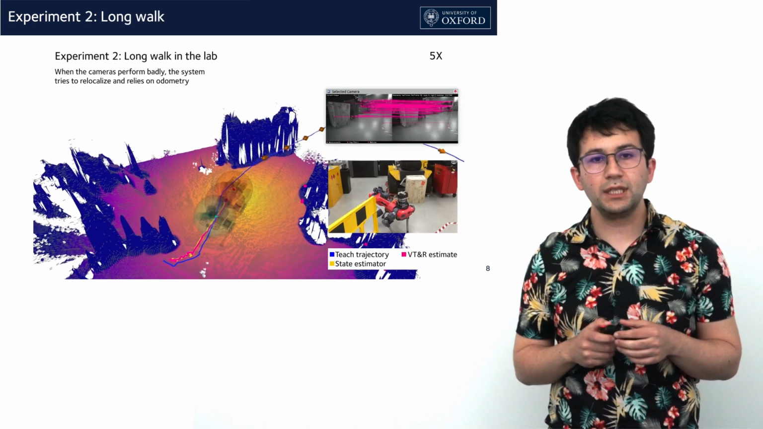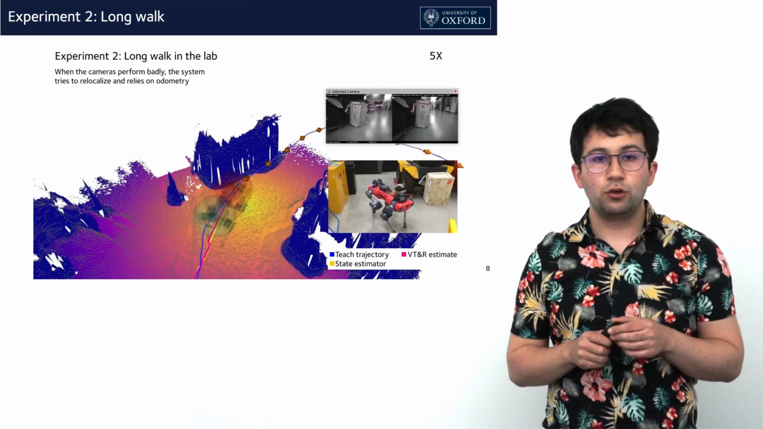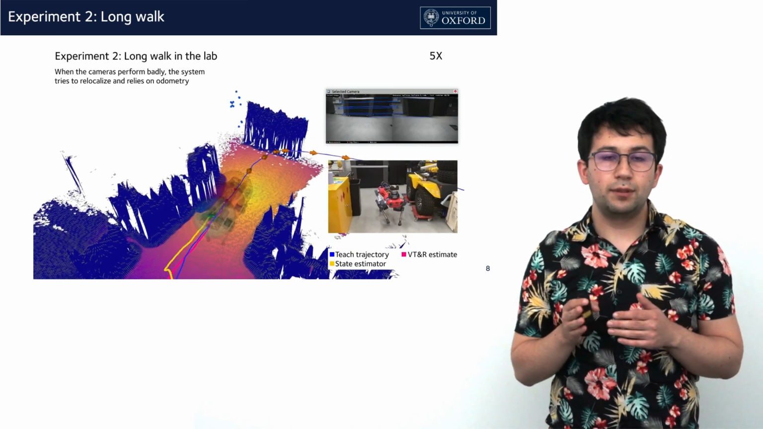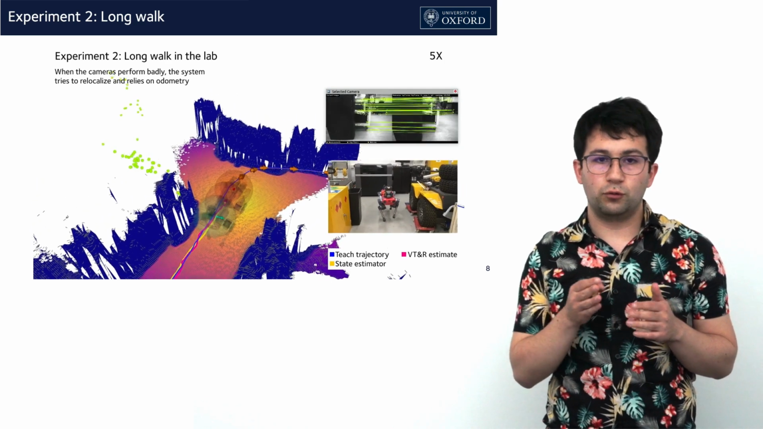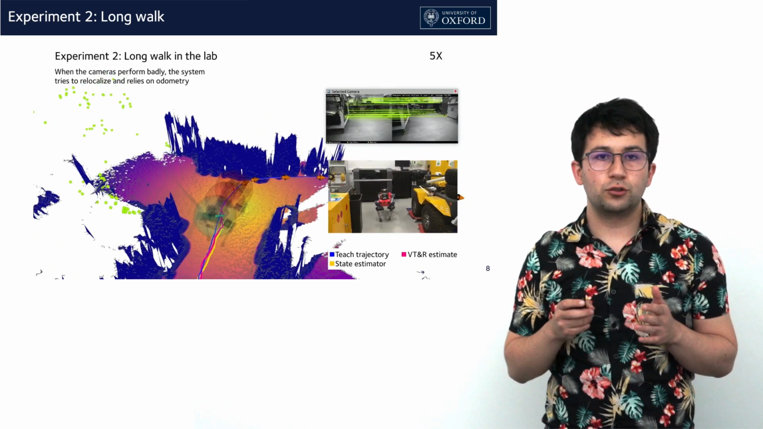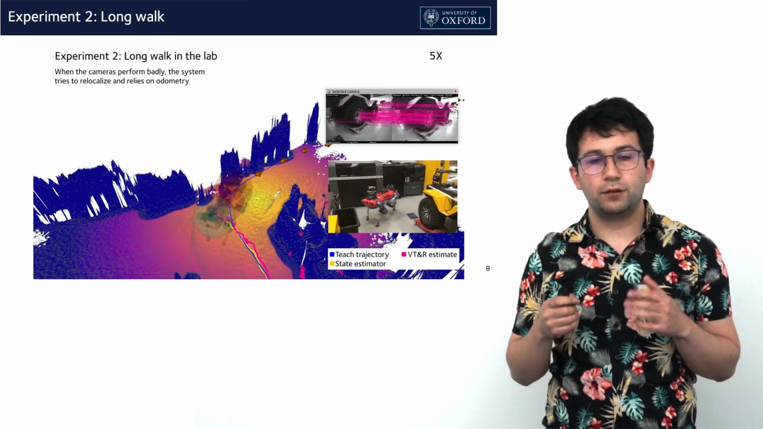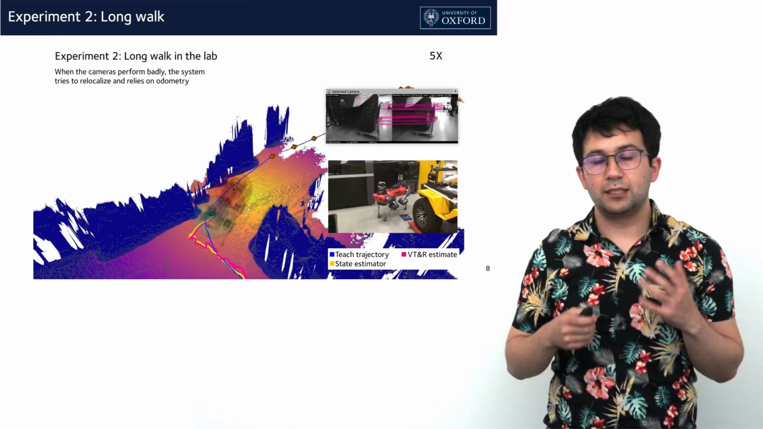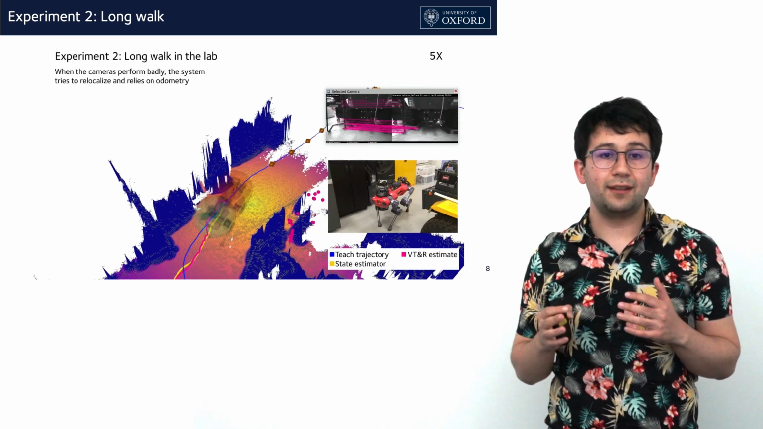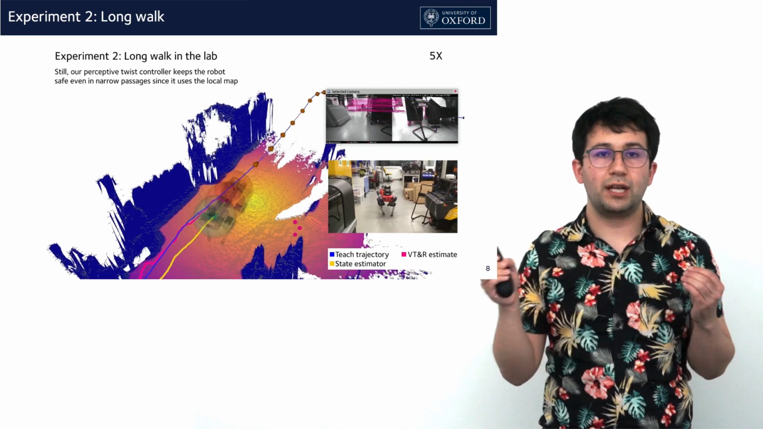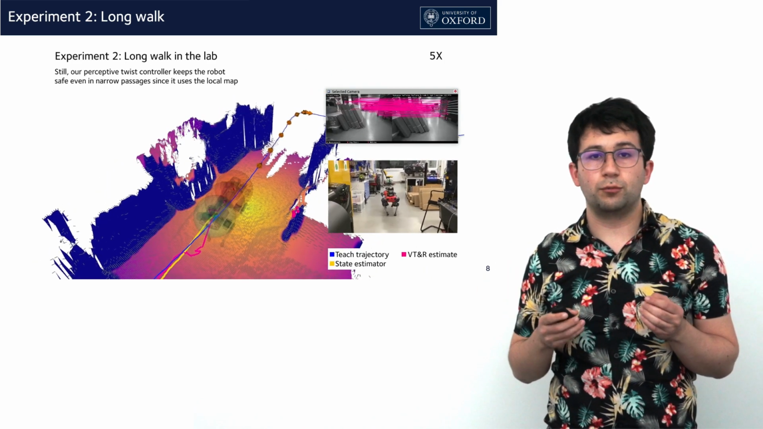We also did a longer and more complicated experiment around a lab. The robot had to walk through a pretty narrow passage and also go through some doors and other kinds of objects that were available in the lab, and it was also able to go without hitting anything, just by exploiting this local representation and the global trajectory that was previously taught by the operator.